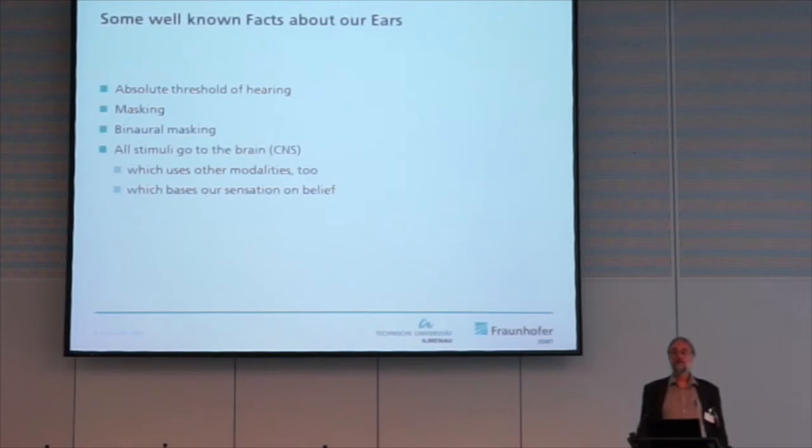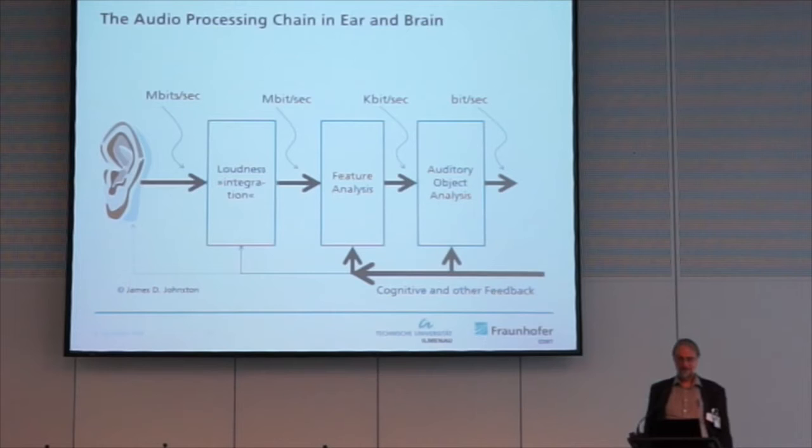Okay, but if we go back to how our ears work, I think at least some basic knowledge of audio is here even with the video people. So, you know, we got our so-called absolute threshold of hearing, which is the faintest signal we can just detect in silence. I will shortly give an example of masking. There is binaural masking, and that's the figure I showed yesterday as well. All these signals go into the brain.